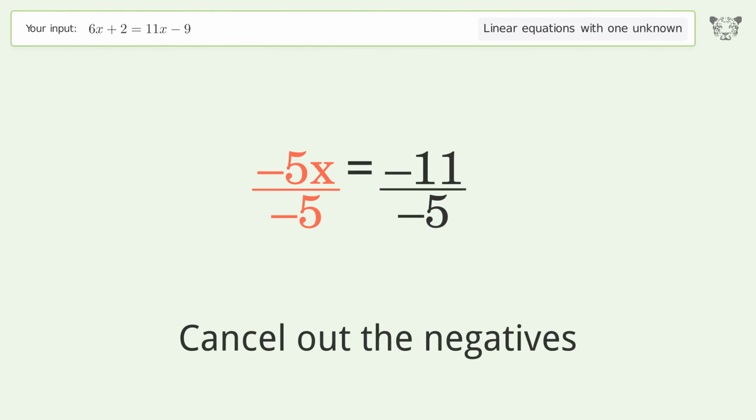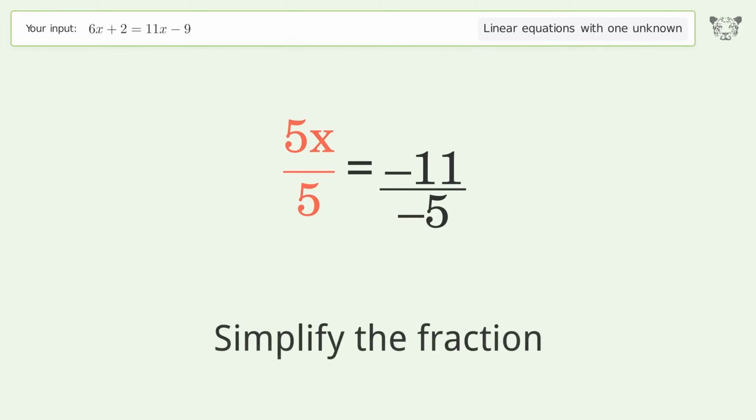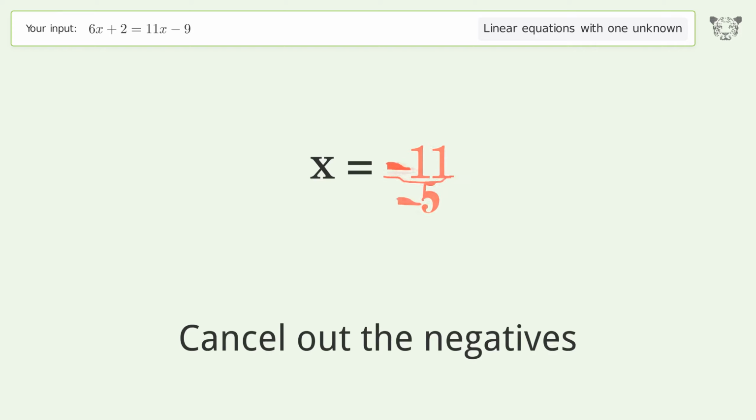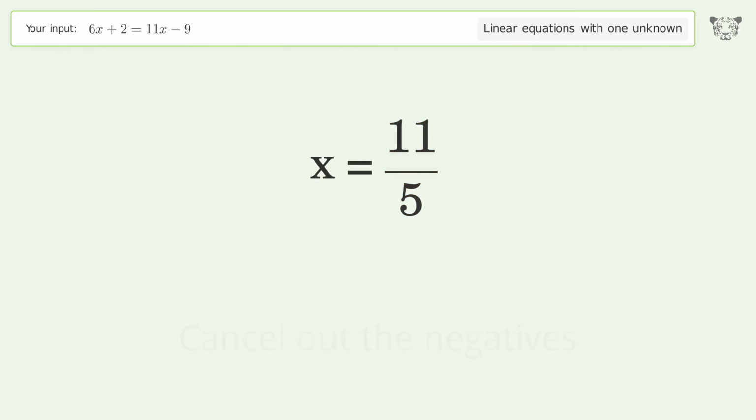Cancel out the negatives. Simplify the fraction. Cancel out the negatives. And so the final result is x equals 11 over 5.